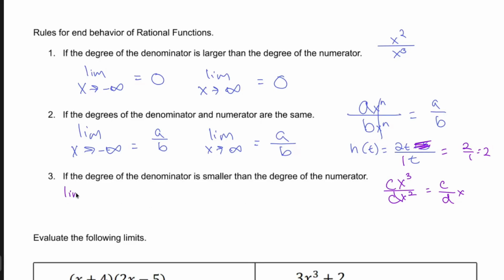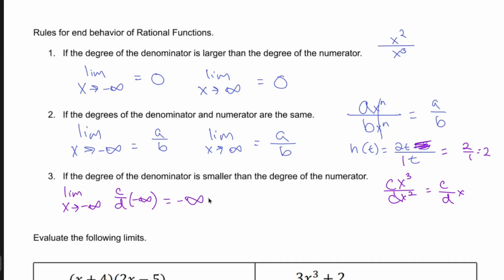And so what we would do is plug in whatever infinity we're talking about. So you would say the limit as x approaches negative infinity of c over d times negative infinity is, I don't care what number that is, anything times negative infinity is going to be negative infinity. Now, if c was a different number, so maybe I shouldn't even write that out.